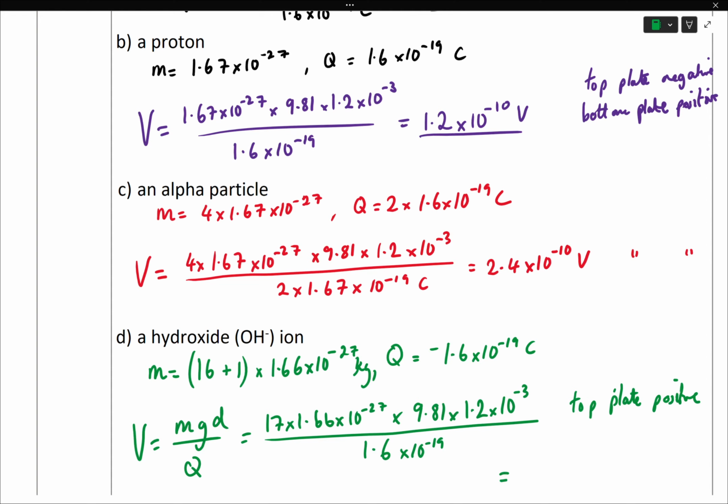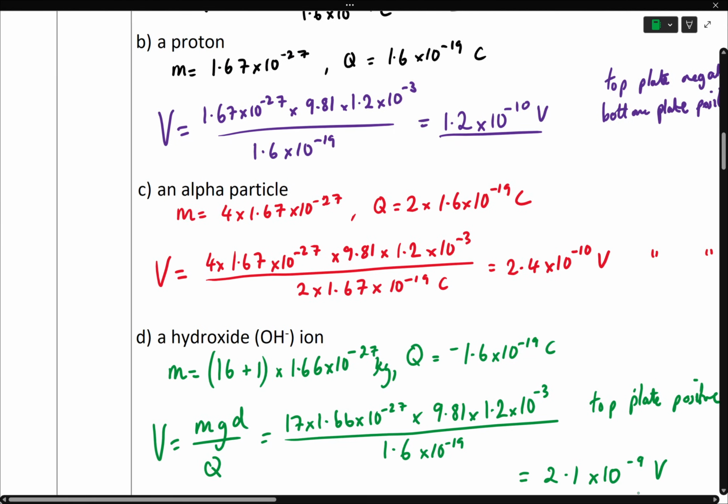So 17 times 1.66 times 10 to the minus 27 multiplied by 9.81 multiplied by 1.2 times 10 to the minus 3 divided by 1.6 times 10 to the minus 19 gives us a value of 2.07, so 2.1 times 10 to the minus 9 volts.